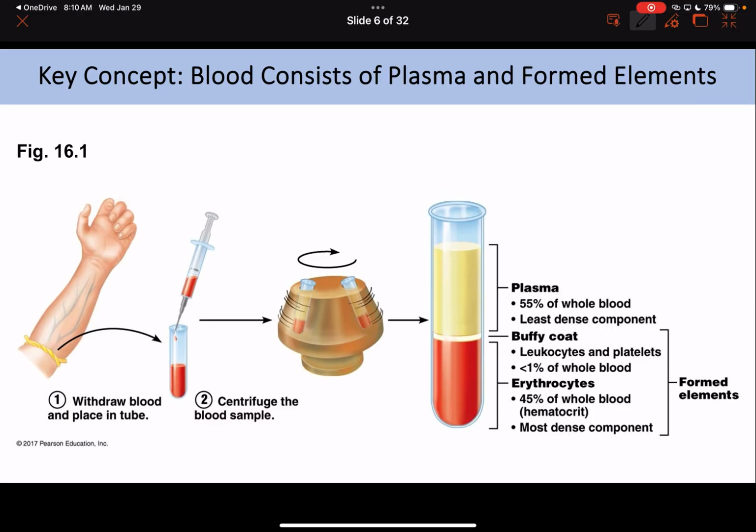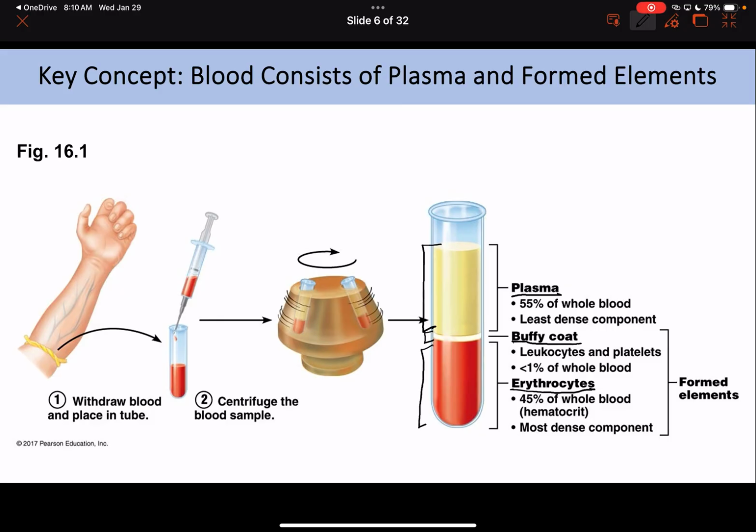And so when we talk about the different components of blood, we have our plasma, which is going to be this top yellow layer, and then we have our buffy coat, which is this almost translucent layer in the middle. And then our erythrocytes, or our red blood cells, are at the bottom. So our erythrocytes are the most dense part of blood. And so when we spin it, it's going to be the one that's at the bottom.